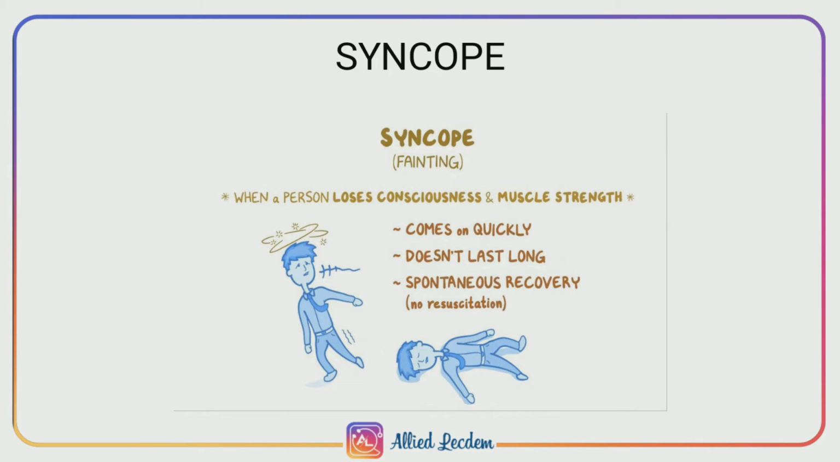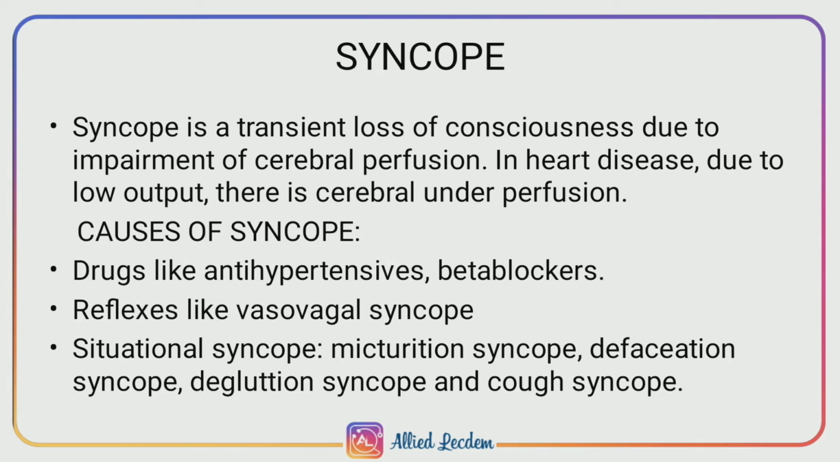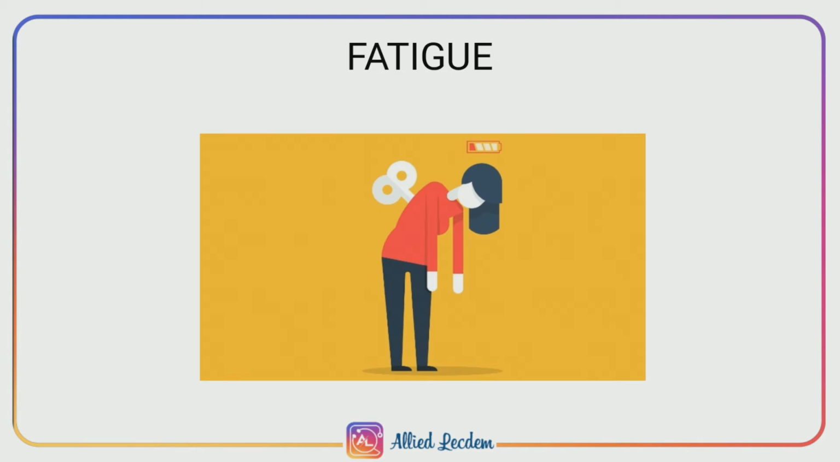Syncope. Syncope is a transient loss of consciousness due to impairment of cerebral perfusion. In heart diseases, it occurs due to low output. There will be cerebral underperfusion. Causes of syncope. It might occur due to taking certain drugs like antihypertensives or beta blockers, reflexes like vasovagal syncope, or situational syncope like micturition syncope, deglutition syncope, and cough syncope.